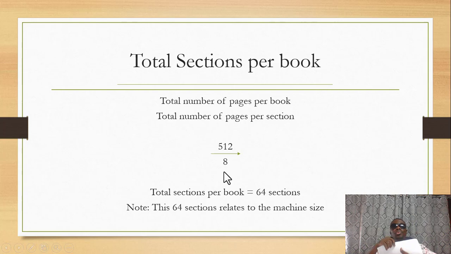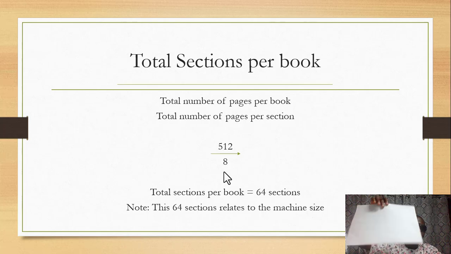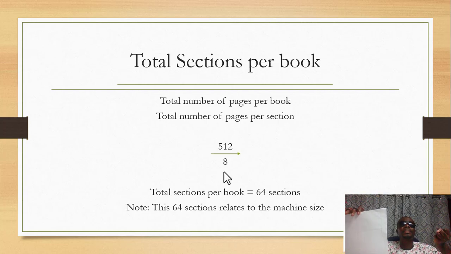That's the 4 pages to view times the number of sides, which will give us a total of 64 sections per book. It means we need a total of 64 sheets of the machine size to be able to print a book.